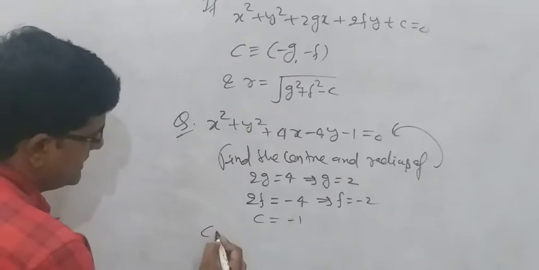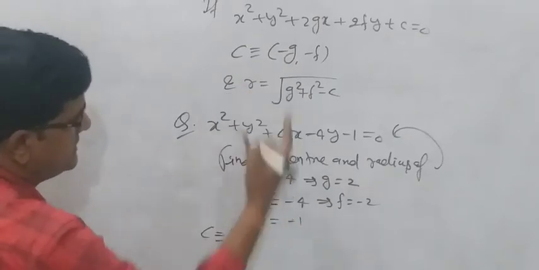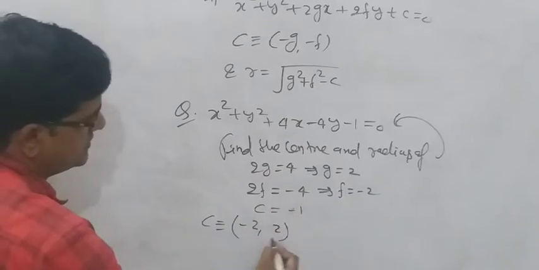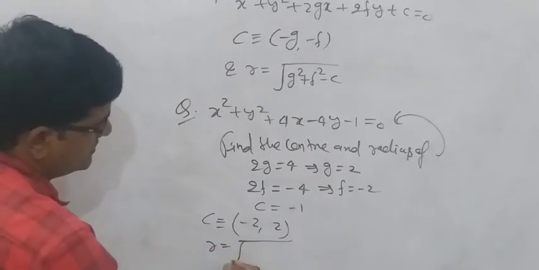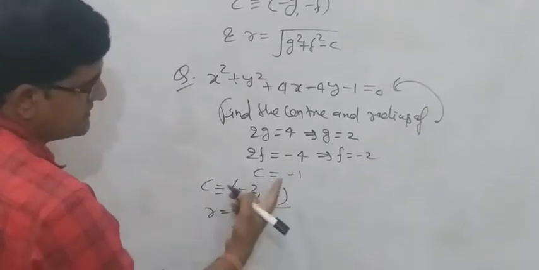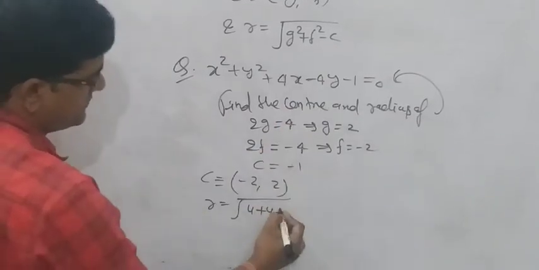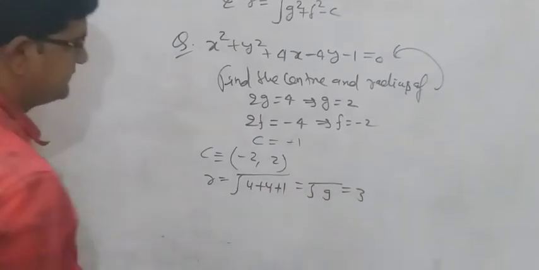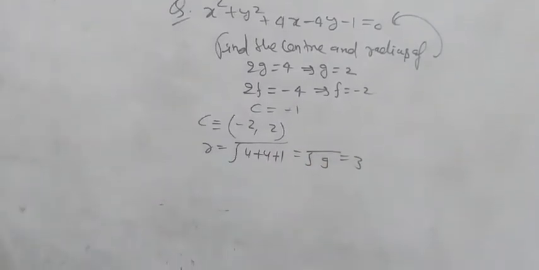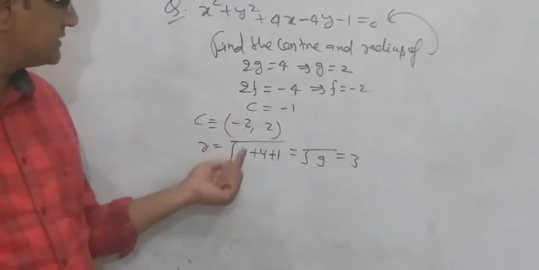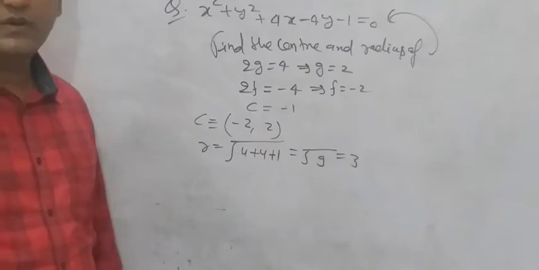Now the center is equal to (-g, -f), so g means 2, minus 2, and minus f means here 2. Radius is equal to under root of 4 plus 4 minus c. Minus c means plus 1, so it is equal to under root 9, which is equal to 3. Clear? Understood? This is the coordinate of the center, and this is the radius of the circle.